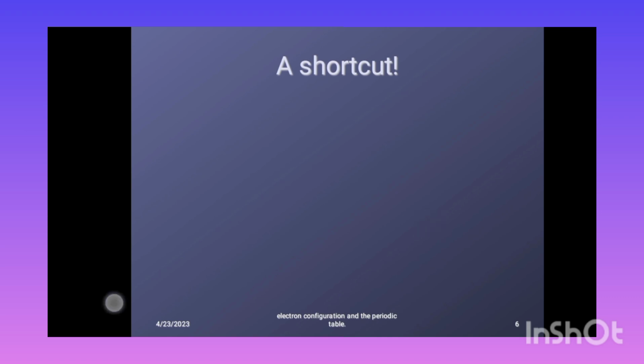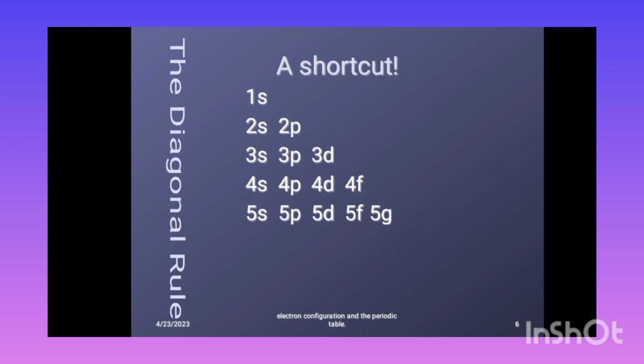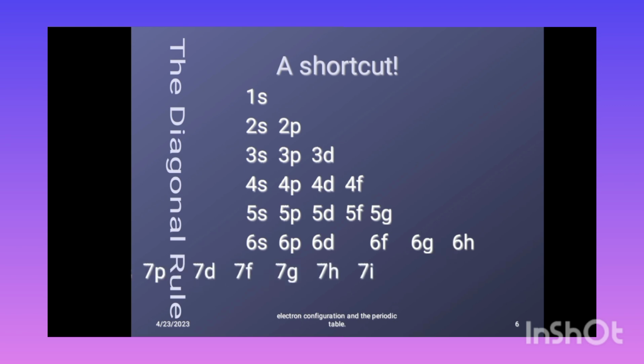In short, you can remember how to put the electron configuration of an atom in each sublevel. The diagonal rule. First, we put 1s, the next 2s, 2p, 3s, 3p, 3d, 3 times, 4s, 4p, 4d, 4f, 4 times, 5s, 5p, 5d, 5f, 5g, 6s, 6p, 6d, 6f, 6g, 6h, 7s, 7p, 7d, 7f, 7g, 7h, 7i.